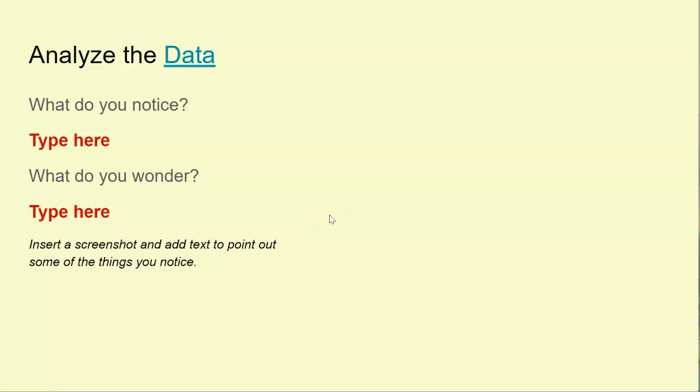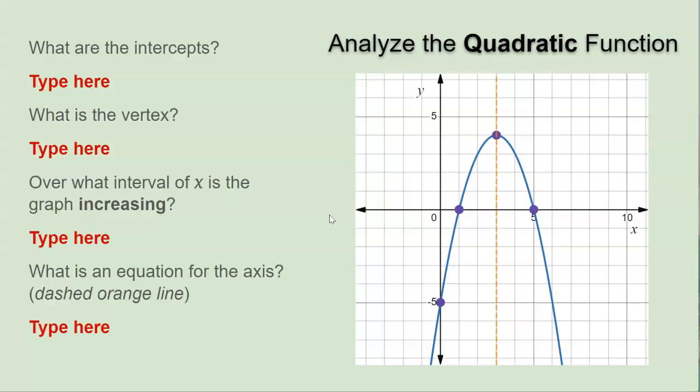So just encourage lots of conversation about that data and about that graph. We're looking for symmetry. They may not use that word, but you might use that word when you reply back to some of their comments. All right, once that's done, we have two more formal analyses here of two quadratic functions.